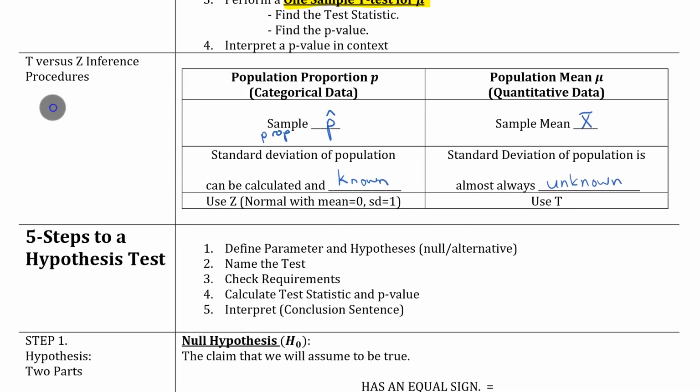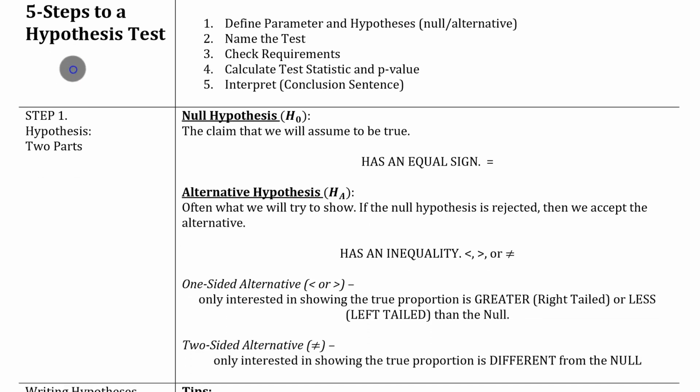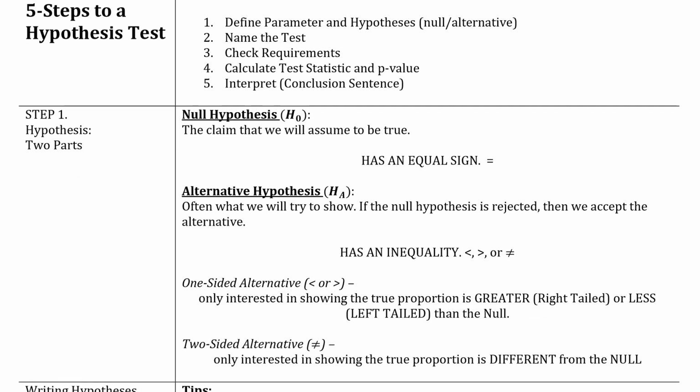So going through this, you'll see again, it's basically the exact same thing. In fact, these notes should look just like the last set of notes from proportions, where we have the same 5 steps: defining our parameter and hypotheses, naming our test, checking our independent, random, large enough requirements, calculating the test statistic and p-value, and then finally interpreting those in a sentence or 2. And the way we write our hypotheses is the same. We have our H naught, which is H0. Remember, the null hypothesis always has an equal sign. We also have the alternative hypothesis, Ha, which sometimes you'll see as H1. And that always has an inequality to it.